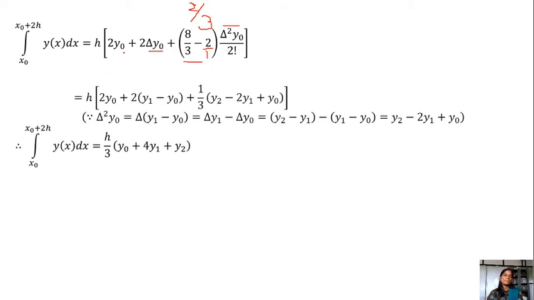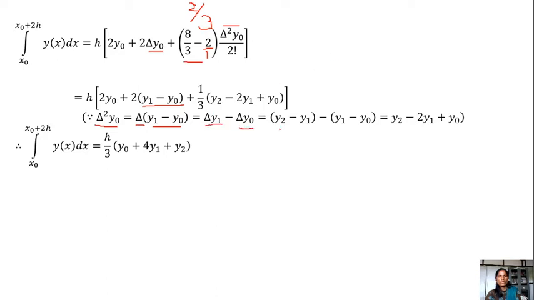So I have written here h times 2 y naught. Now the 2 outside, with the definition of delta y naught. What is delta y naught? Succeeding minus preceding, the one after y naught is y1. So y1 minus y naught, plus the 2 will get cancelled, and only 1 by 3 delta square y naught remains. Let us see what delta square y naught is. Delta square y naught is delta of delta y naught. This is your delta y naught, y1 minus y naught. So apply delta inside, and you will get delta y1 minus delta y naught.